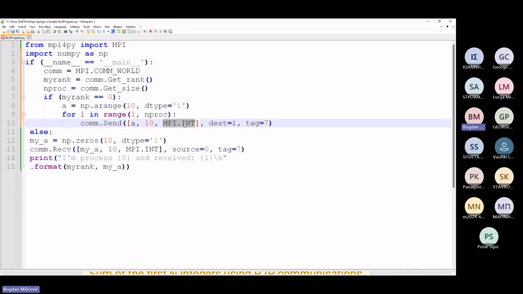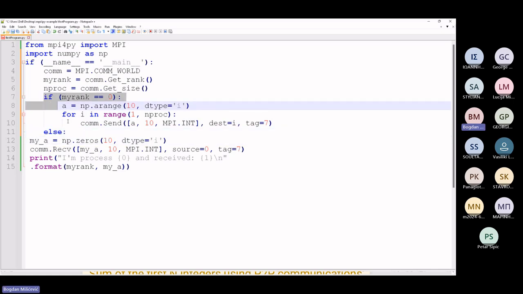This will be unique among processors. So this is what we are sending. We are sending an array A of 10 elements, with each being an MPI integer. Who is the destination? Similarly as before, the destination is the ith process, and we decided to use tag 7.